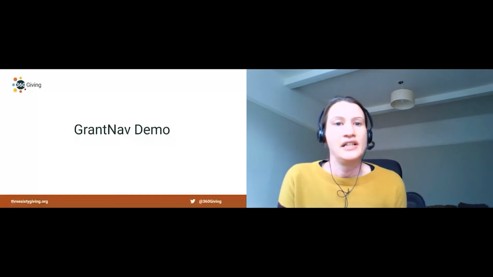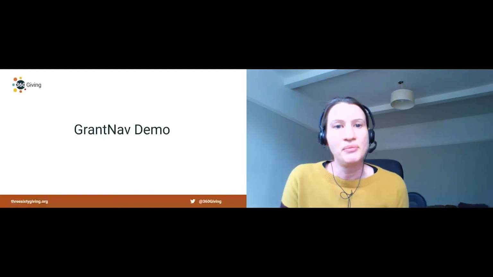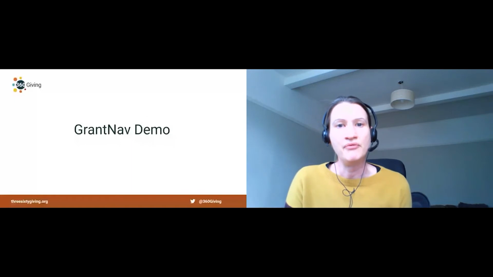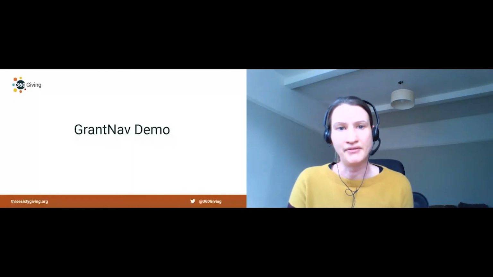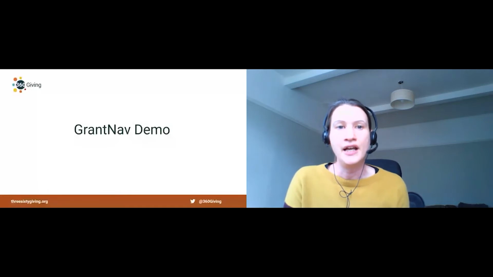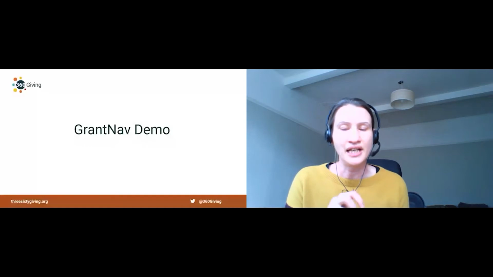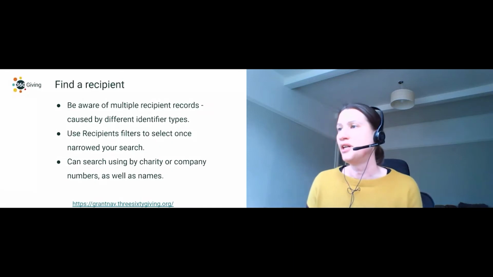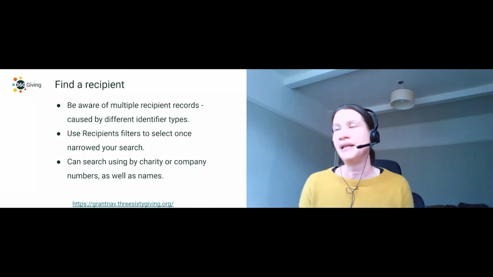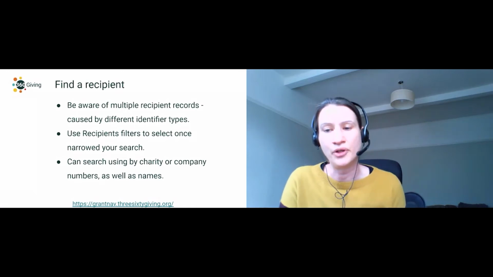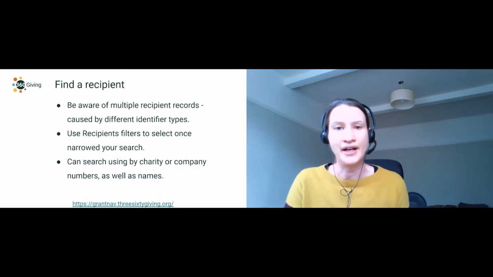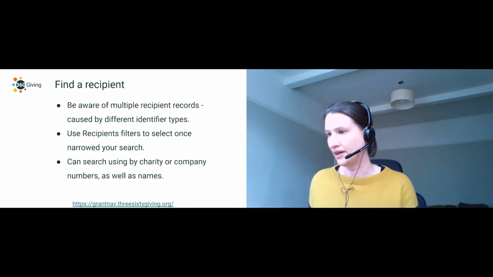So to recap, with recipients, it's good to be aware that there could be multiple recipient records and the reason for it. These are caused by different identifier types. That means that even if you're searching by name, using text to search for the name, you might want to use the recipient filters once you've narrowed down your search and you know who to look for. And as well as searching for name, you can also search by the charity or company number of an organisation. And that can be a good way of making a very specific search.